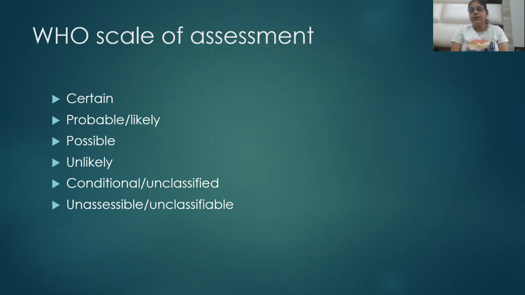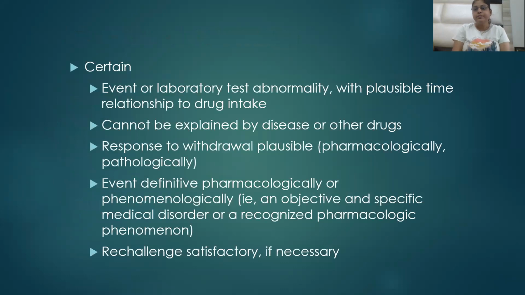Now, the WHO scale of assessment has the following classification: certain, probable or likely, possible, unlikely, conditional or unclassified, and unassessable or unclassifiable. These are the 6 categories which I'm going to discuss with you one by one. First of all, certain. There are certain parameters by which we can say that the causality assessment is certain. First of all, there should be a temporal relationship. That is, the time period between intake of the drug and appearance of the adverse reaction should be within 1 week, or within 2 to 3 days. Means the patient has taken the drug and the adverse reaction has appeared after the intake of the drug, within 2 to 3 days or more, or within 7 days. The temporal relationship should be positive.